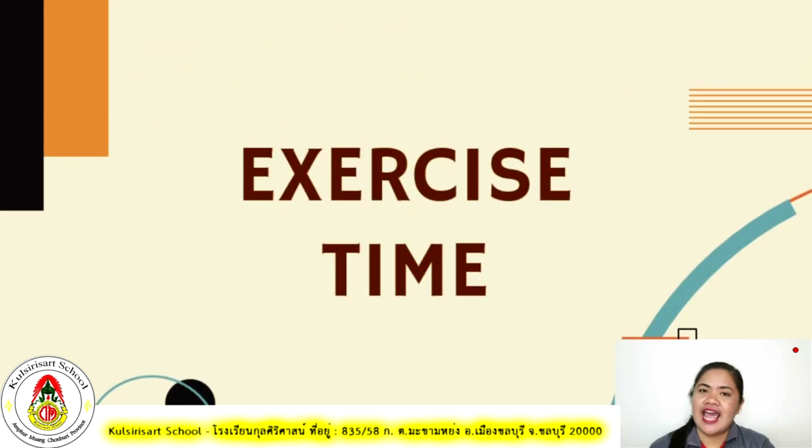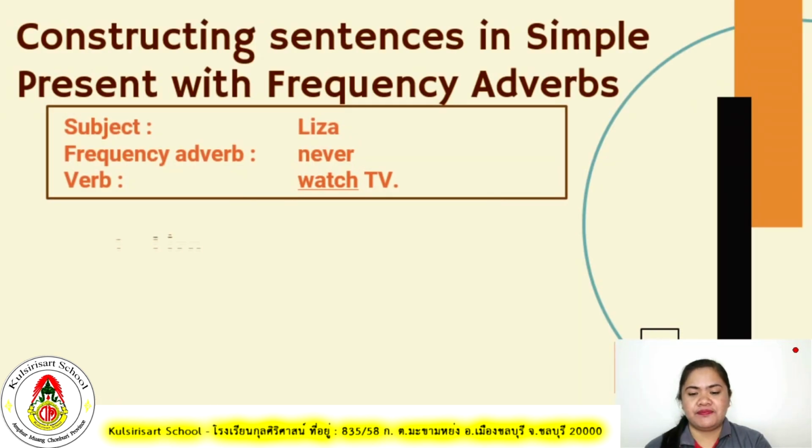Okay, now let's have the exercise time. This time we are going to apply rules number 1, 2, and 3 in the simple present subject-verb agreement and the rule in using the frequency adverbs in the simple present. So we'll have number 1. Subject should be Lisa. Frequency adverb to use is never. And the verb is watch. Then the continuation is TV. So what should be the answer? Of course, we will start with Lisa. And what comes after the subject? Very good, the frequency adverb. We have never. And what will happen to the verb? We only have one subject. It will become watches TV.